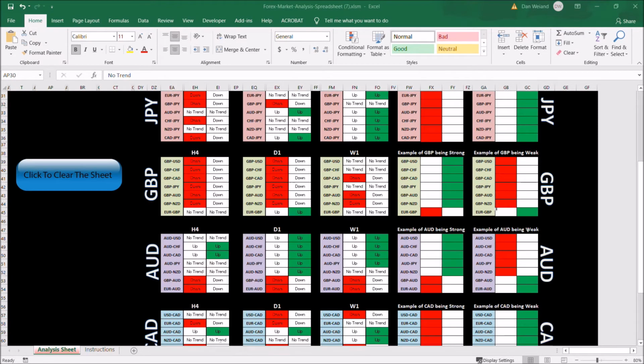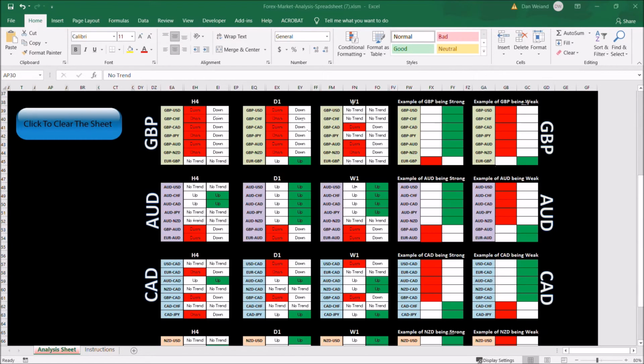Then we get to the Aussie group. The Aussie has another completely lined up signal here. The W1 on the Aussie group is showing you it matches the Aussie being strong here, so everything except against the New Zealand. So New Zealand must have some strength as well long term. But you get to the D1 and the Aussie is completely lined up with strength on the D1. So Aussie is strong. Then you go to the 4-hour chart and it's starting to mix up, so that means the momentum's coming out of it, so it's not completely lined up on the 4-hour chart.